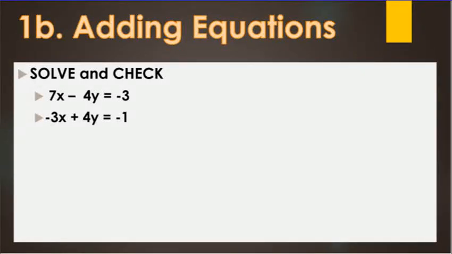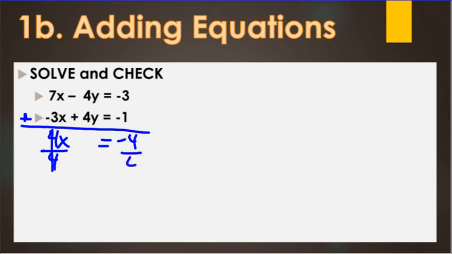7x minus 4y equals negative 3, and negative 3x plus 4y equals negative 1. I can cancel out the y's or eliminate the y's because they have the same number but opposite signs. So add straight down. 7x plus negative 3x is 4x. Y's cancel out. Negative 3 plus a negative 1 is a negative 4. To get x by itself, I divide by 4. X would equal a negative 1.